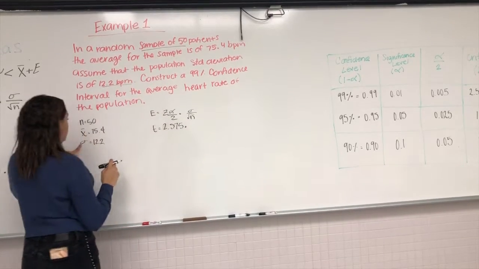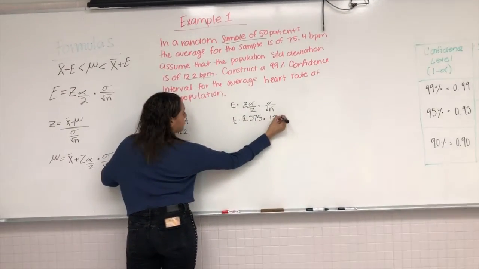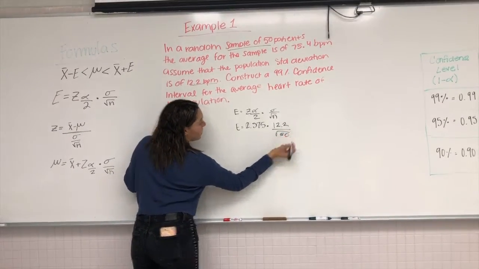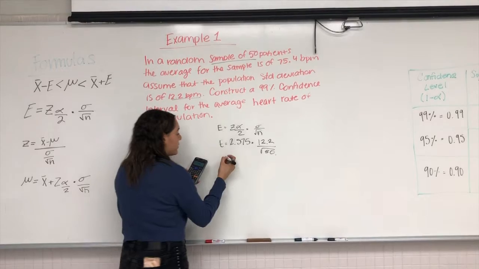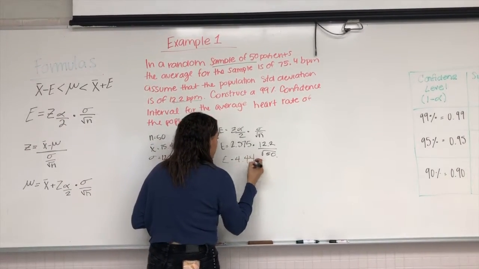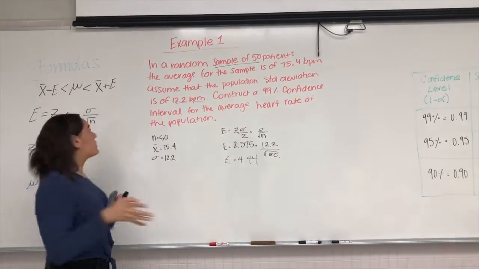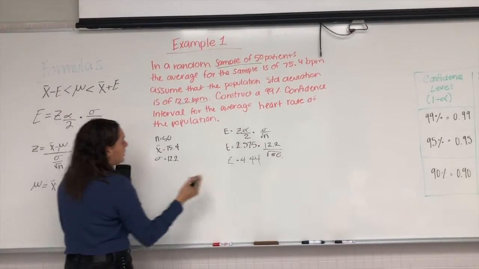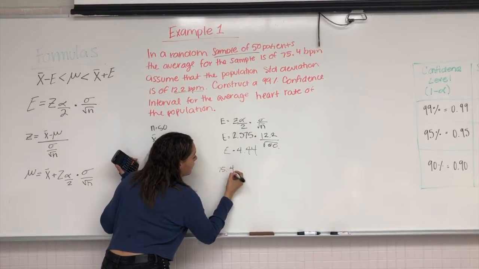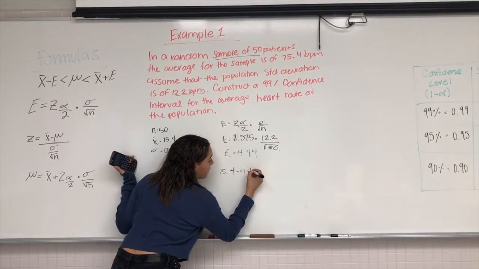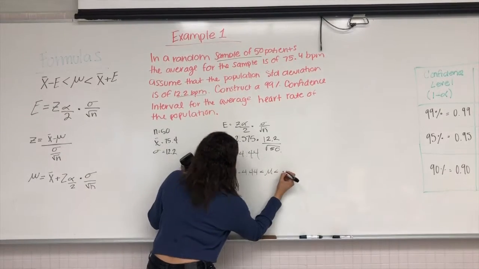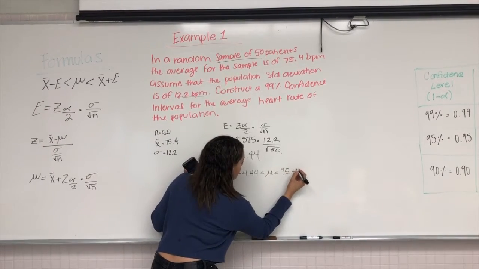2.575 times our standard deviation, which is 12.2, over the square root of the sample. By plugging all this information into our calculator, what we get for E is 4.44. To get our confidence interval, we subtract this from our x bar, which is 75.4 minus 4.44, and then we add it to the x bar, so it's 75.4 plus 4.44.